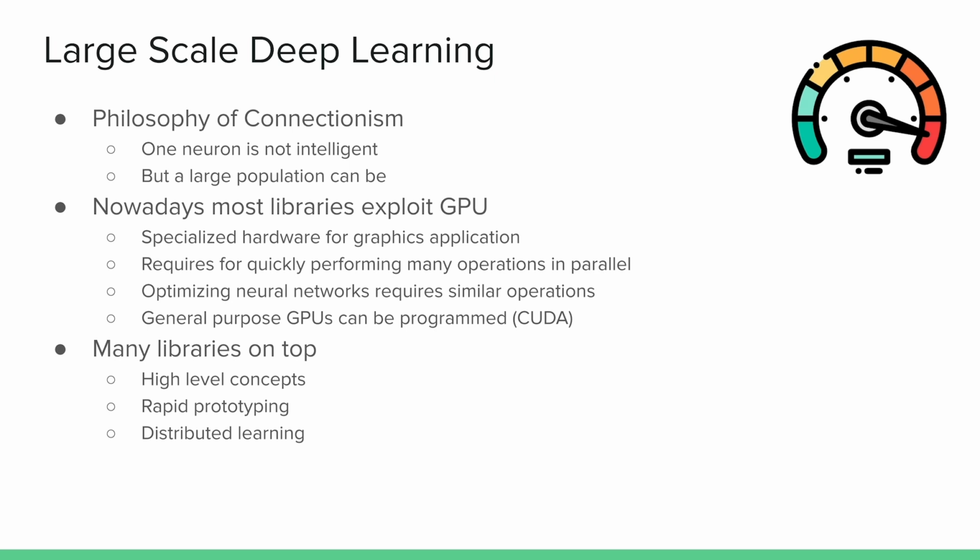And nowadays, most libraries exploit the graphical processing unit, your graphics card, to perform operations in parallel because they're specialized for running many parallel computations at the same time. And if you have a matrix multiplication that should be repeated over and over again, graphic cards are excellent at doing exactly that. That's why general purpose graphic processing units are often programmable with CUDA, and deep learning frameworks are heavily making use of this to speed up training of your neural networks.